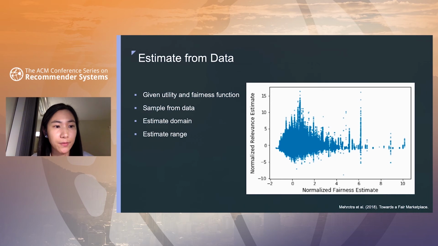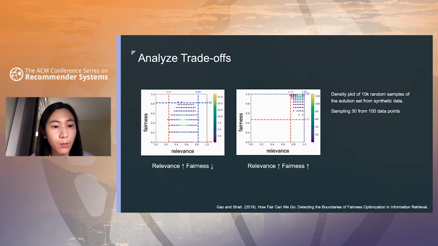The answer is yes. Given utility and fairness functions, the first step is to do proper sampling from the data to make sure that we are not biased during the process of sampling. Then from the samples of the data, we can estimate the domains of the variables in the utility and fairness functions, and then further estimate the range of the functions. By using the framework we proposed in 2019, we are able to derive the lower bounds and upper bounds of the fairness and utility dimensions on datasets.